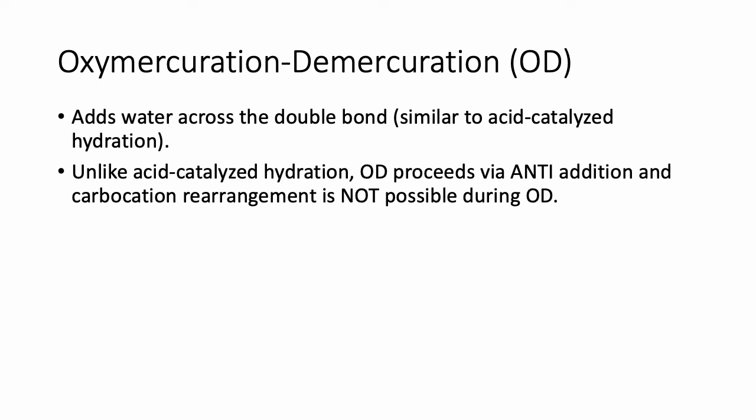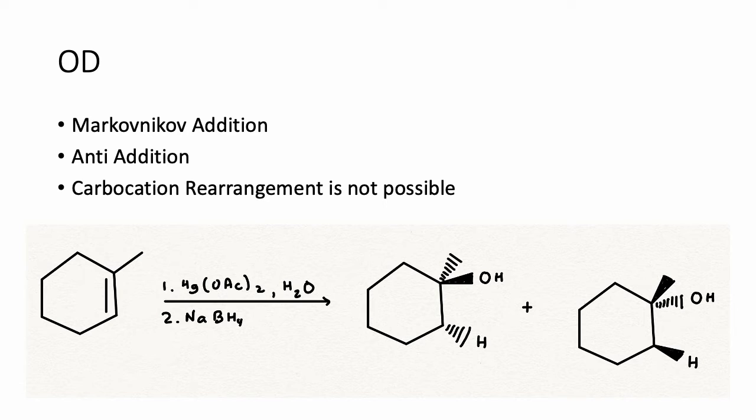So the next reaction we're going to talk about is oxymercuration, demercuration, and we'll just call this OD. This adds water across the double bond similar to acid-catalyzed hydration. Unlike acid-catalyzed hydration, OD proceeds via anti-addition and carbocation rearrangement is not possible during this process. So OD proceeds via Markovnikov addition, anti-addition, and carbocation rearrangement is not possible.